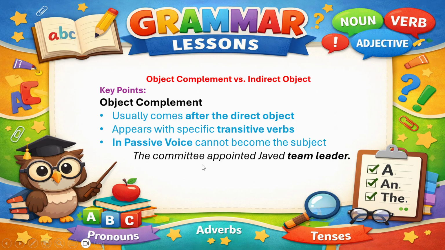Keeping these three things in mind, let's have a look at this sentence. The committee appointed Javed team leader. Here, team leader is a noun. And if I try to make this sentence passive, I can't make the team leader, which is the complement, the subject of the sentence. This is the first restriction in this construction.